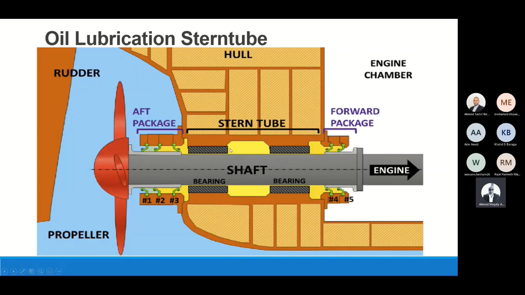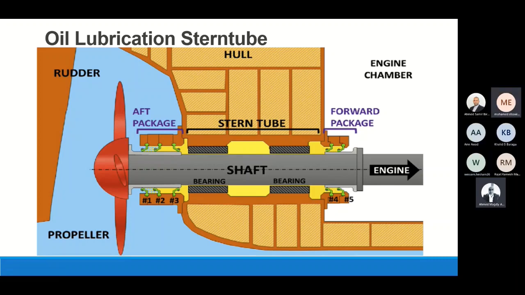Again, the tail shaft passes through, supported by these two bearings, forward and aft, and the sealing system avoids the oil, as we discussed, from going inside the engine room or escaping to the seawater, and the seawater from going inside the stern tube. So this is the configuration. Guys, is it clear up to this moment?